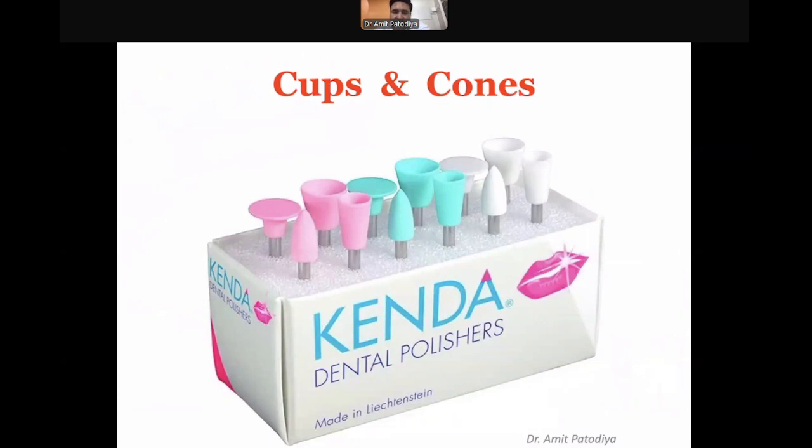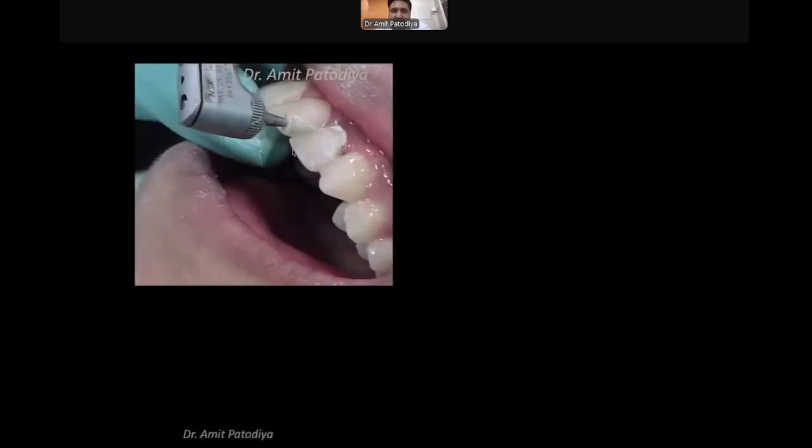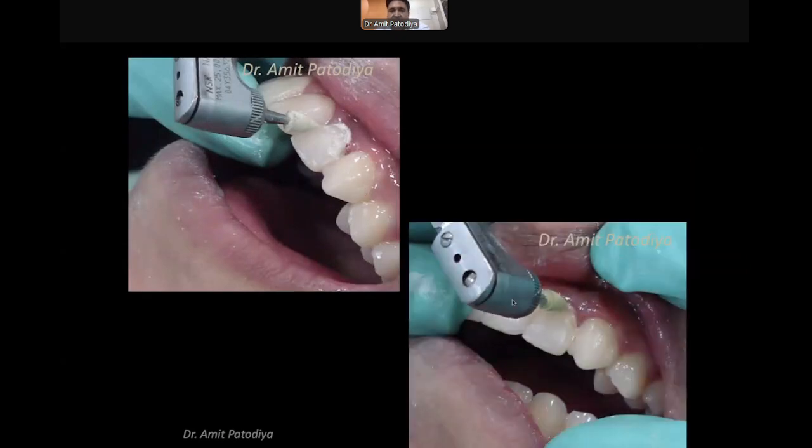Then you have cups and cones. These are the Kenda cups and cones. Different colors indicate different grits. From pink to green to white, you start with pink, then to green, then to final finishing by white. And with these cones, you can easily maintain your contour. Cervical third, you can easily polish with them. The same cone can be used for cervical as well as incisal and middle third without changing the contour of the tooth. That is the beauty.